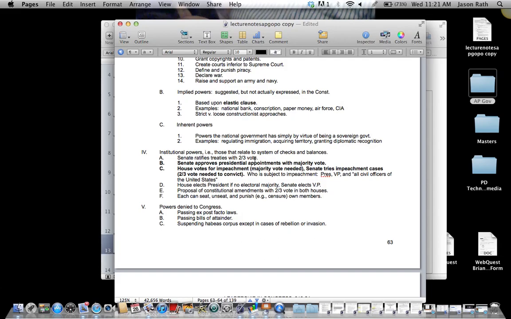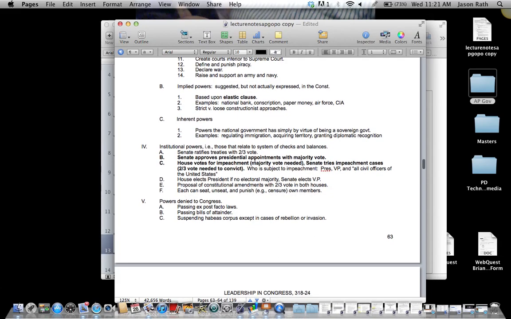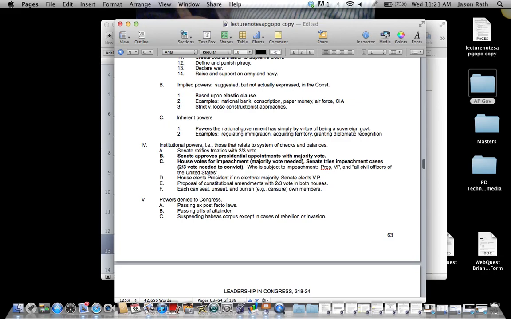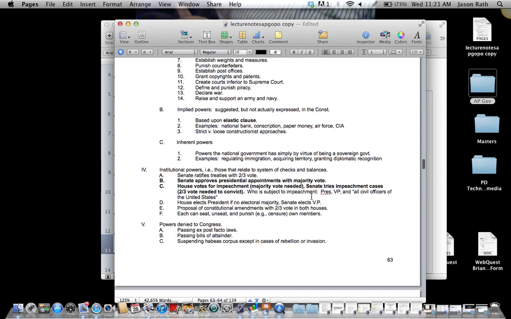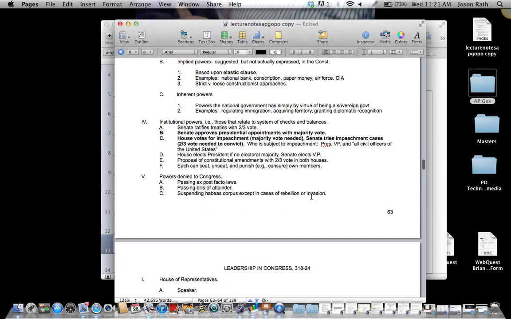And then inherent powers, powers that are simply by virtue of being a sovereign government. There's some examples of what those are. So here's some institutional powers, and these have to do with checks and balances, kind of with what our FRQ is about. You also have that sheet from the beginning of the class that helps you with this.